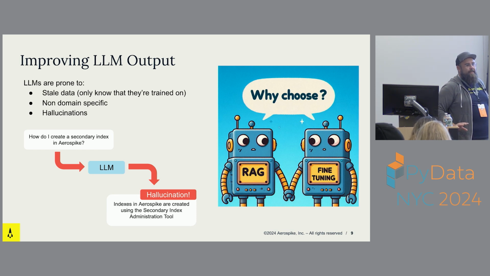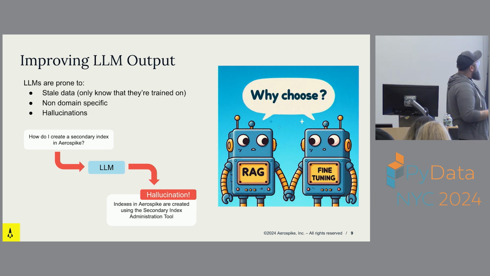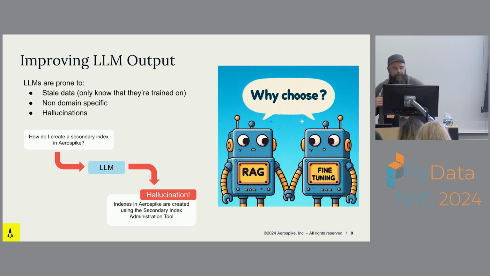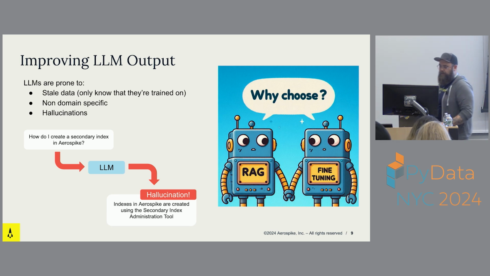So if I want to ask an LLM about something that happened yesterday, I can't, unless I also tell it what happened yesterday. In order to get more domain-specific or relevant information from an LLM, we have to give it that information one way or another. So with the LLM output here, this is an Aerospike example: how do I create a secondary index in Aerospike? Send it over to the LLM, and it says indexes in Aerospike are created using the secondary index administration tool and so on and so forth.